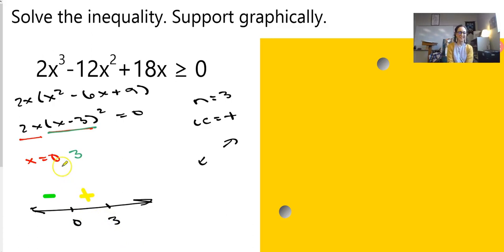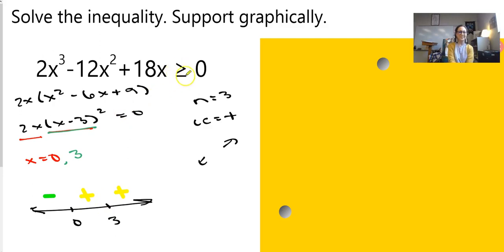All right, now we're at 3. 3 came from this factor. What's the multiplicity there, even or odd? Even. So should we stay positive or switch to negative? Well, stay positive, right? Because even, we do not cross the x-axis.